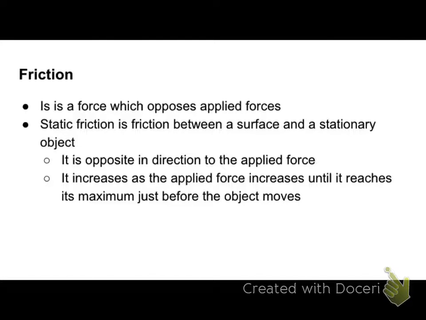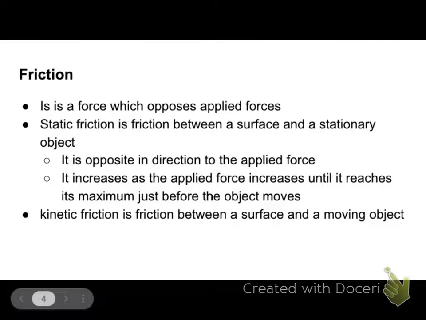So the instant right before the object moves, that's what we would call the static friction being at its max. And the max of static friction is different depending on which two surfaces are in contact with each other. It would obviously be different if you had a more massive object, and it would be different if you had a rougher surface. So, like carpet versus tile. Right, carpet versus tile, sand versus grass, it's going to be different.